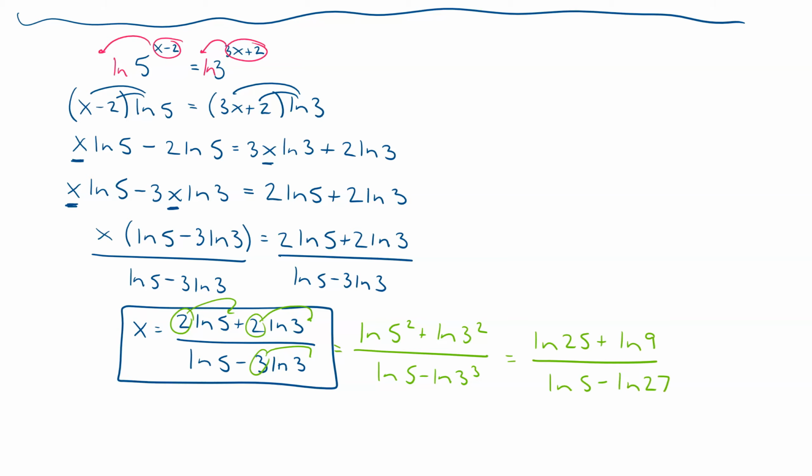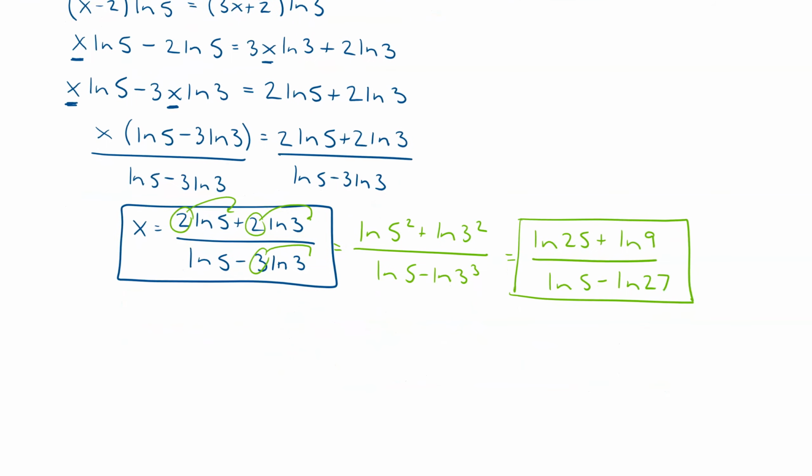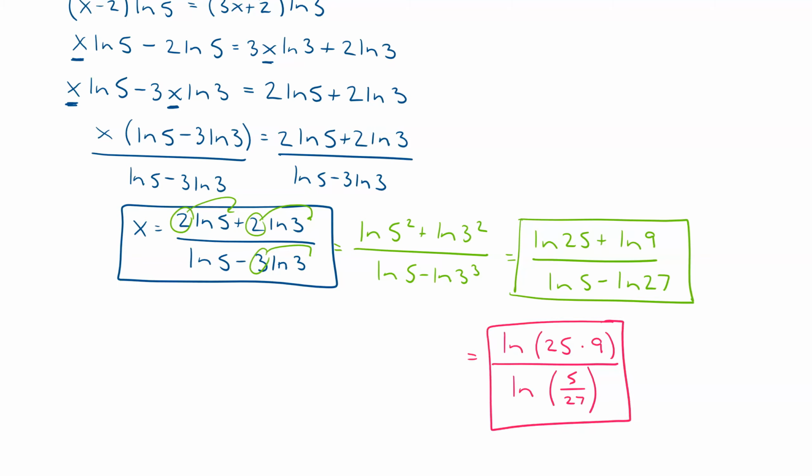And in theory, we could say that two separate logs being added could become one log being multiplied. So we could change the top to natural log 25 times 9, and two logs being subtracted becomes one log being divided. So we could change the bottom to natural log 5 over 27. This form isn't any more useful than the others, perhaps, so most likely we would stick with the first or second.